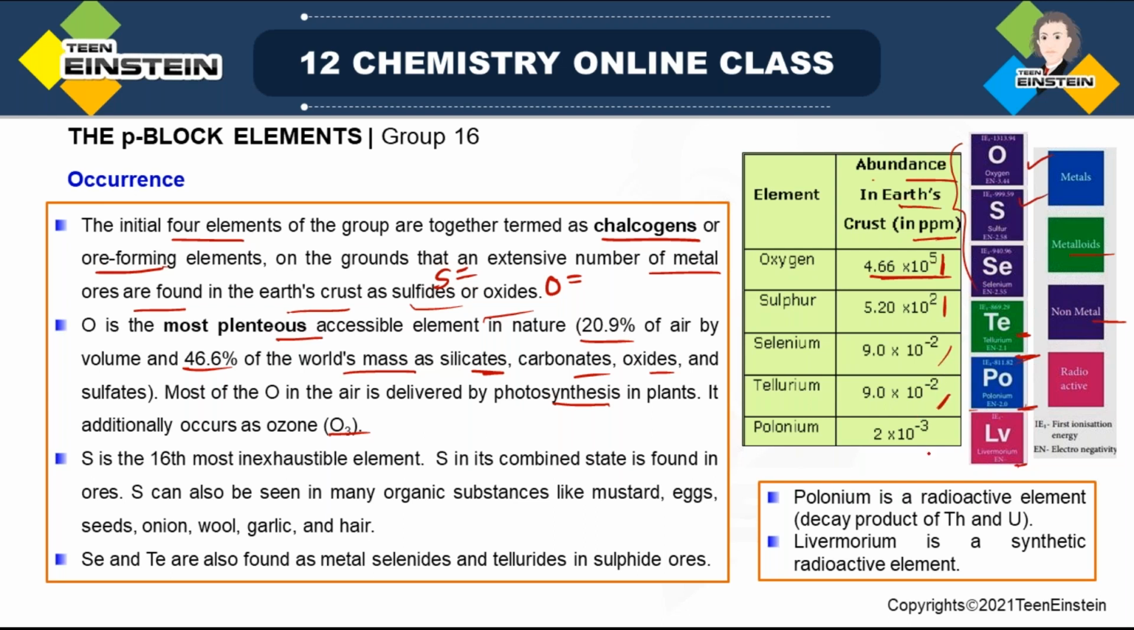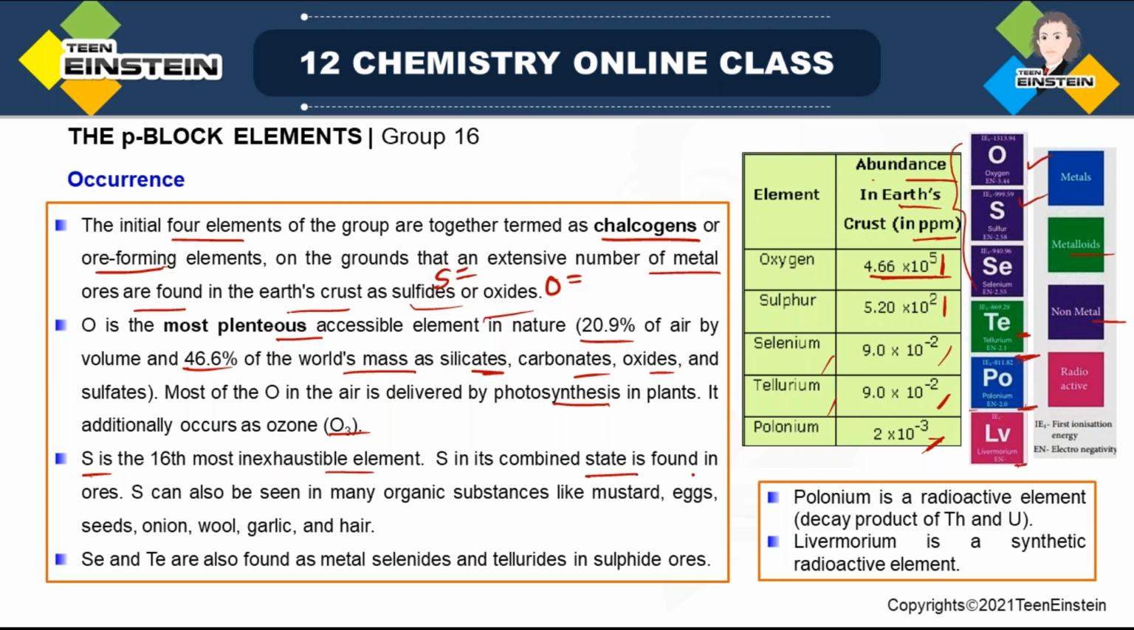See, now the power of 10 is 2. So for these two their occurrence is comparatively lesser compared to oxygen and sulfur, and polonium is further less, it is -3. So down the group occurrence is decreasing, and oxygen is the most, its occurrence is maximum. The second element, that is sulfur, it is the 16th most abundant element.